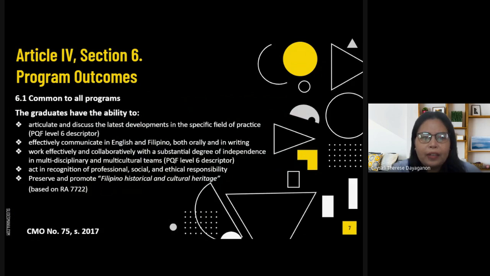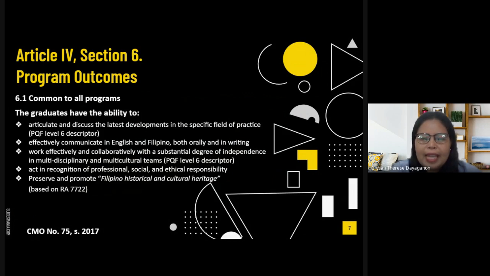The minimum standards for the BSEd degree program are expressed in the following set of learning outcomes. First is common to all programs. The graduates are expected to have this ability when they finish: articulate and discuss the latest developments in the specific field of practice, effectively communicate in English and Filipino, both orally and in writing.